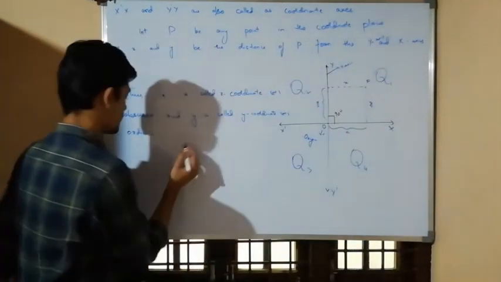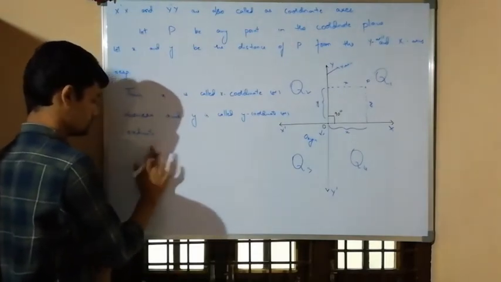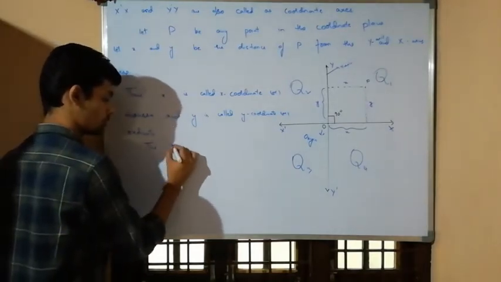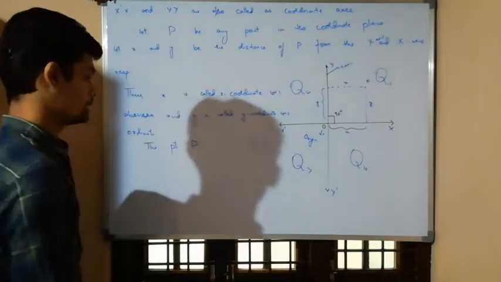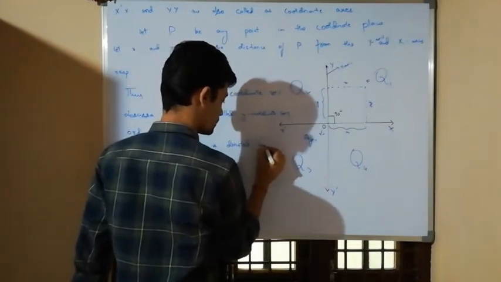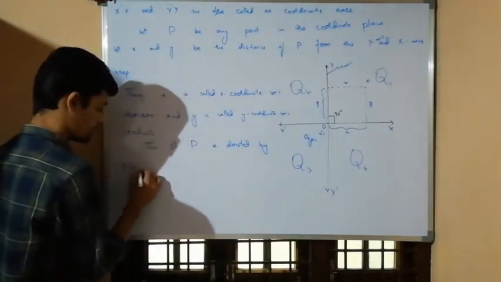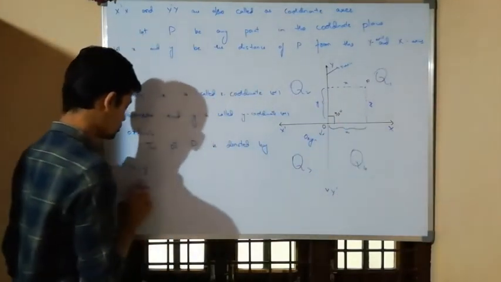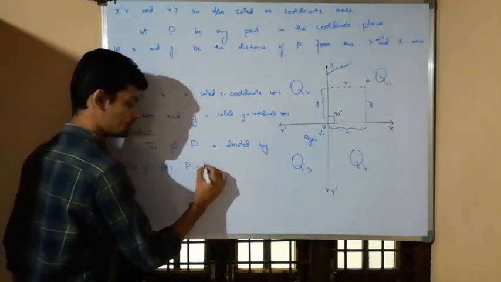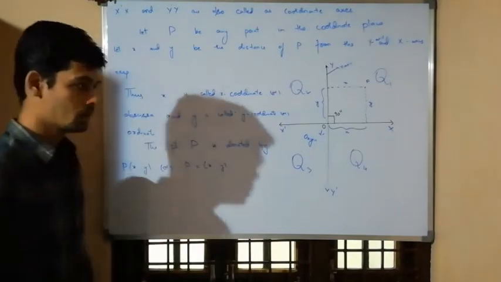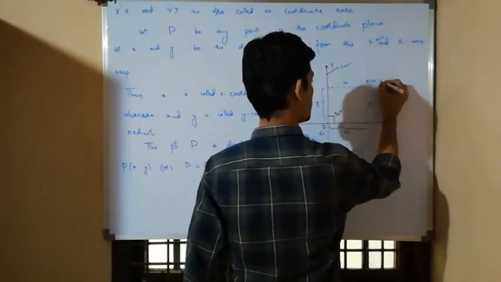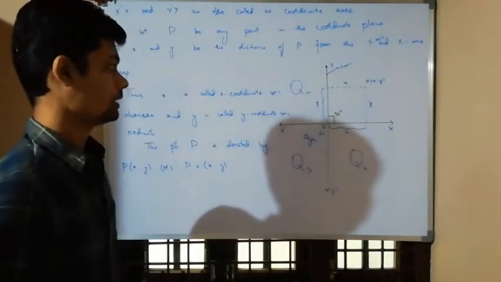Now, the point P is denoted by P of x comma y, meaning whatever x and y we got, according to that we can denote it as P of x comma y, or simply P is equal to x comma y.